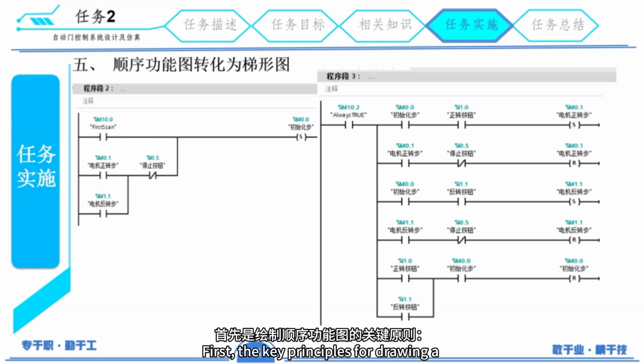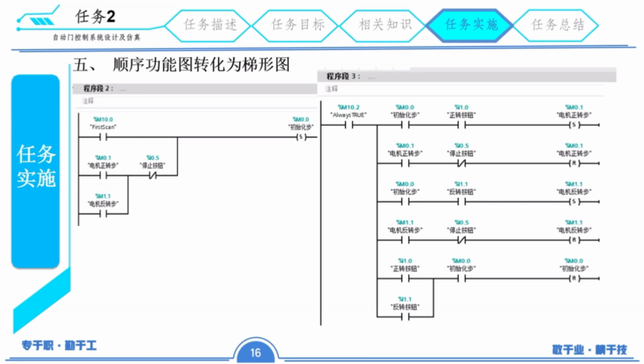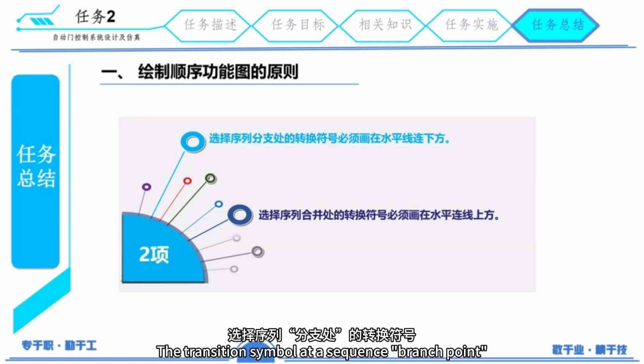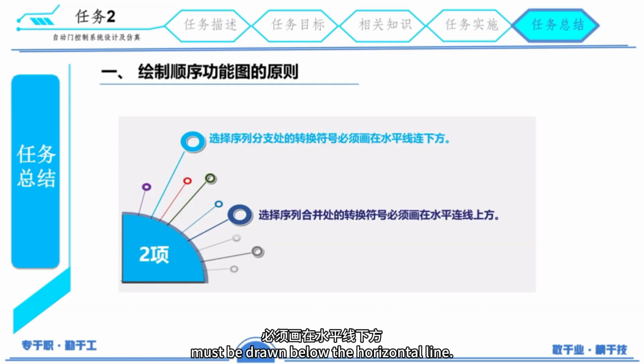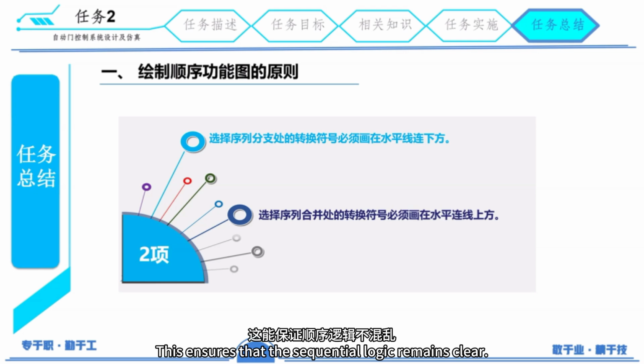Finally, let us summarize and extend. First, the key principles for drawing a sequential function chart. The transition symbol at a sequence branch point must be drawn below the horizontal line. The transition symbol at a merge point must be drawn above the horizontal line. This ensures that the sequential logic remains clear.